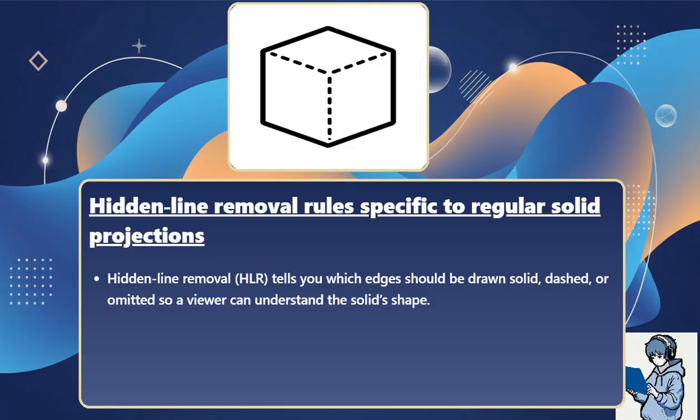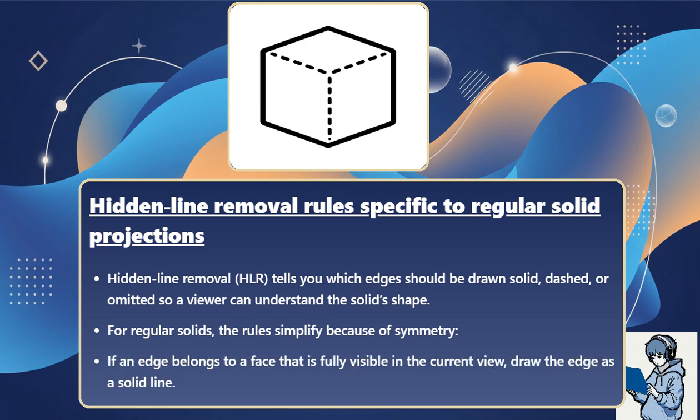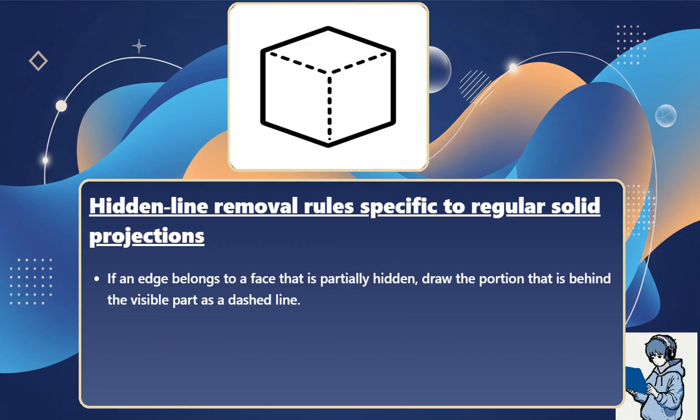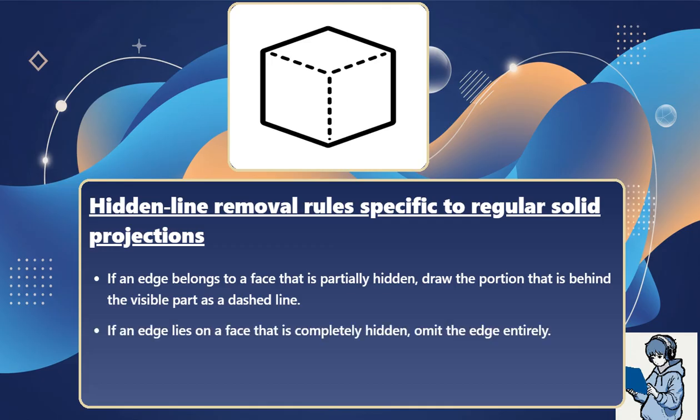Hidden line removal, abbreviated HLR, tells you which edges should be drawn solid, dashed, or omitted, so a viewer can understand the solid's shape. For regular solids, the rules simplify because of symmetry. If an edge belongs to a face that is fully visible in the current view, draw the edge as a solid line. If an edge belongs to a face that is partially hidden, draw the portion that is behind the visible part as a dashed line. If an edge lies on a face that is completely hidden, omit the edge entirely.